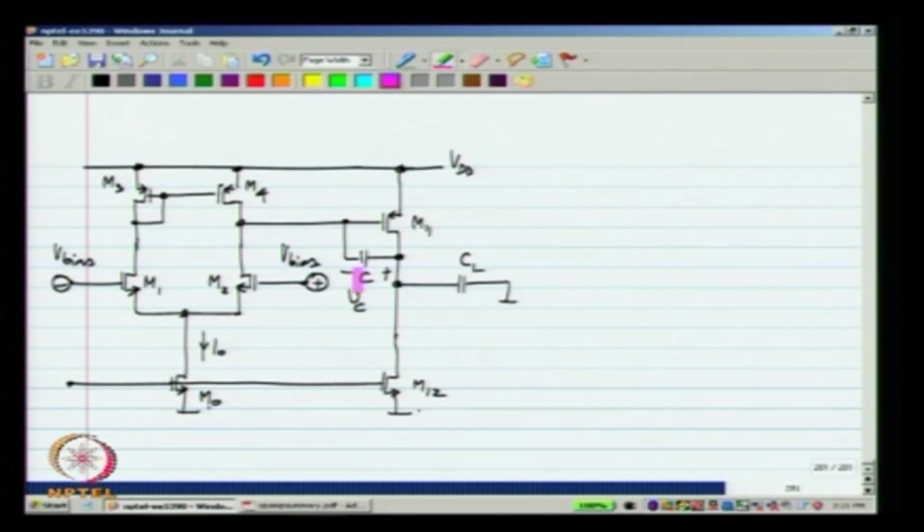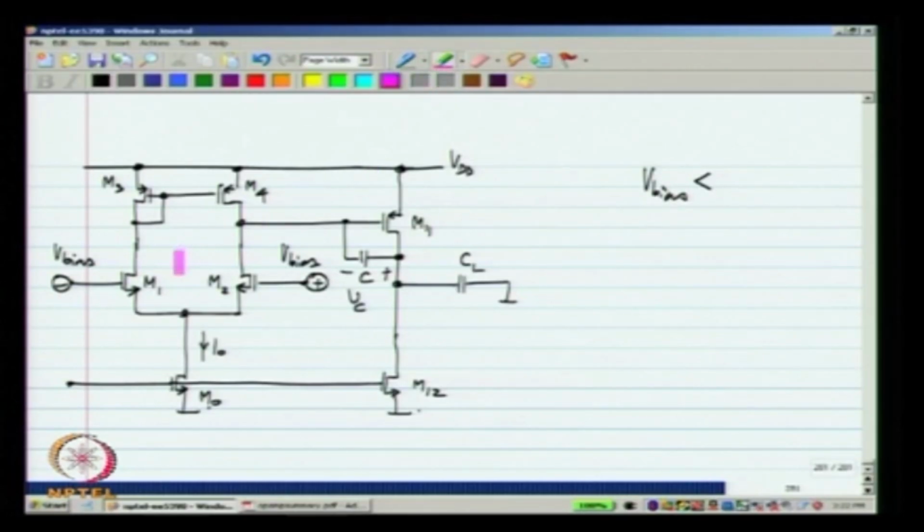Now, what are the limits on the input bias voltage V bias? We have evaluated this many times. If the input voltage V bias increases, the input transistors M1 and M2 can go into triode region, and if the input V bias reduces, the tail current transistor M0 can go into the triode region. So, the limits are exactly the same as before.